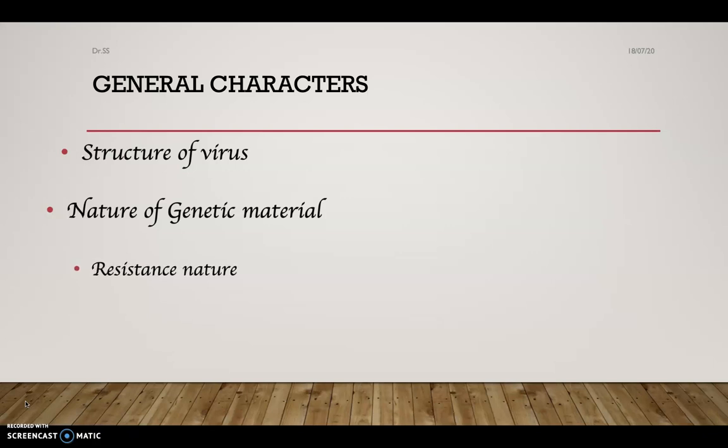And coming to the resistant nature, a particular virus is resistant to some environmental exposures or chemicals or disinfectants, or susceptible to particular things. So these are the things we will discuss in general characters.